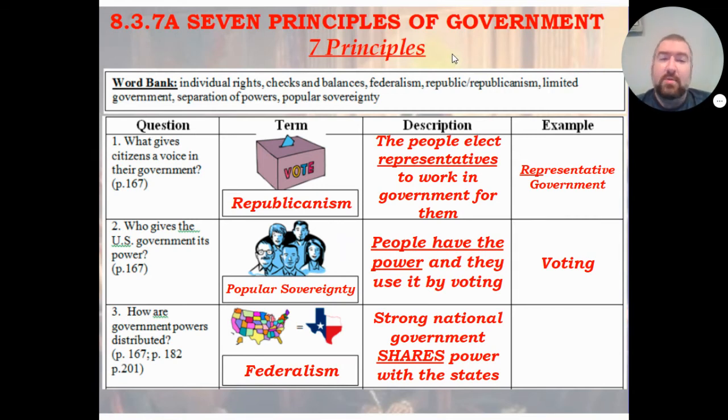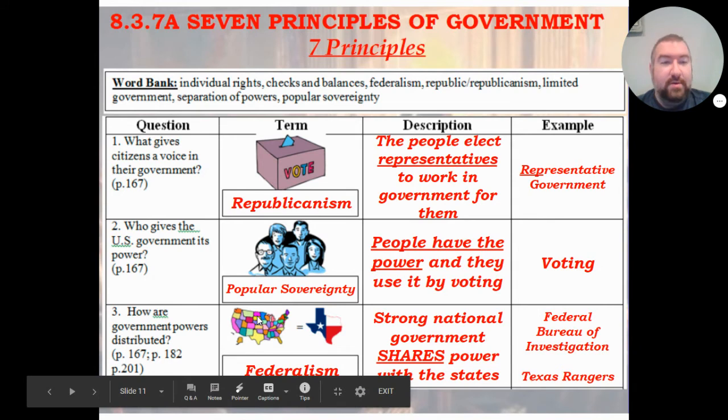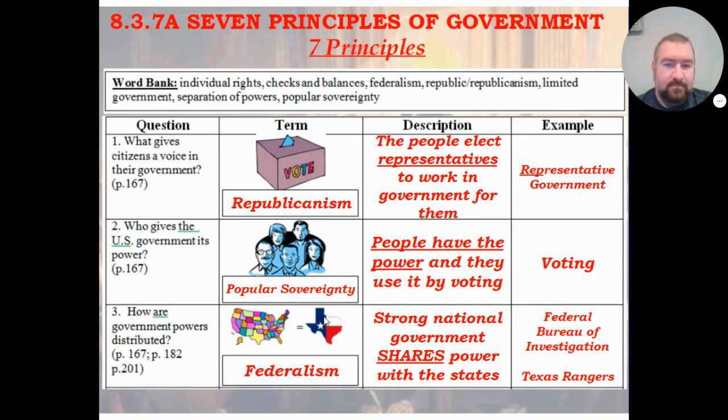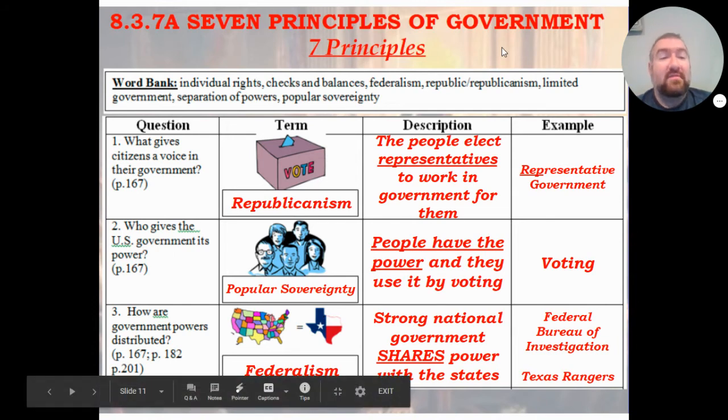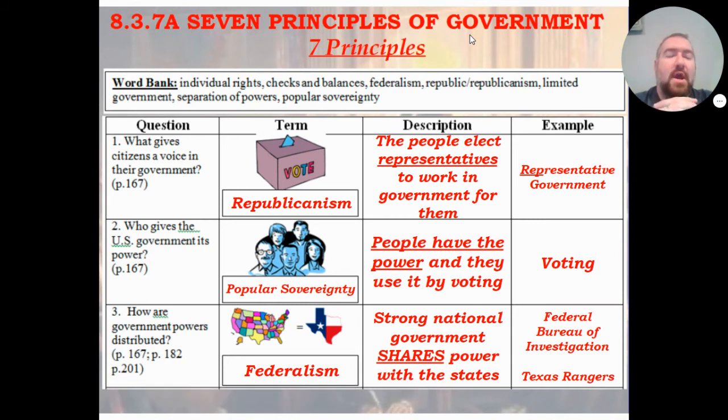What is the best example? Like I said, when it comes to law enforcement, the national government, the federal government has the Federal Bureau of Investigation. They're in charge of law enforcement. And then the state government, the state of Texas, for instance, has the Texas Rangers. That is Texas law enforcement. And that's what I want you guys to remember when we think about federalism. Sometimes they are the same, sometimes they are different, but they share powers. That's the main word you need to remember with federalism: shares.